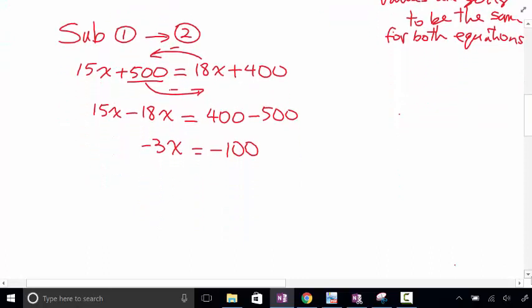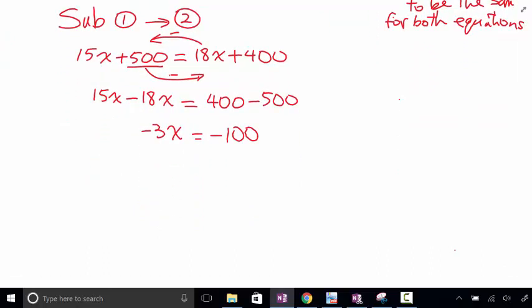What do I have to do next to end this thing? Divide both sides by negative 3. Okay, so divide by negative 3. And so x is equal to, now let's just leave it as 100 over 3. But that's what, 33.33. Okay, so let me just leave it at that.